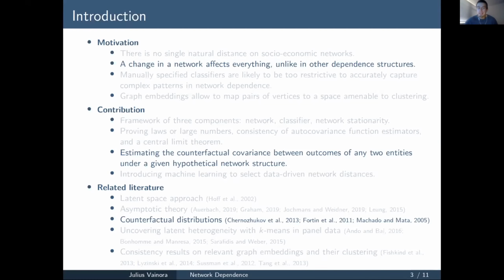So given this observation and given the framework, in particular the network stationarity concept, I propose a way how we may estimate the counterfactual covariance between outcomes of 2 entities of a network, under a given hypothetical network structure. This relates to counterfactual distributions in the sense that both are somewhat high dimensional, not just a counterfactual mean, but again, the similarity is not that close.